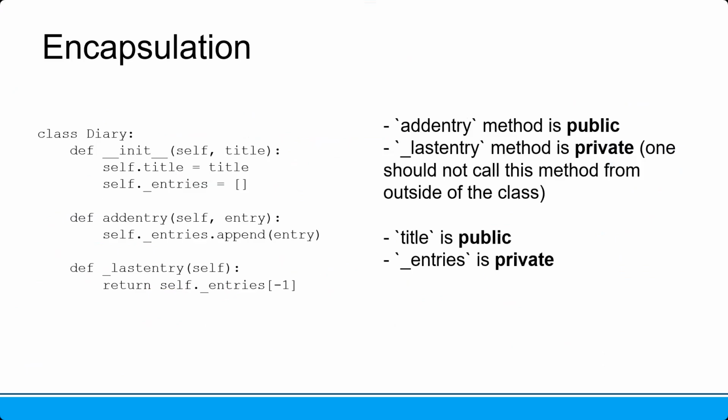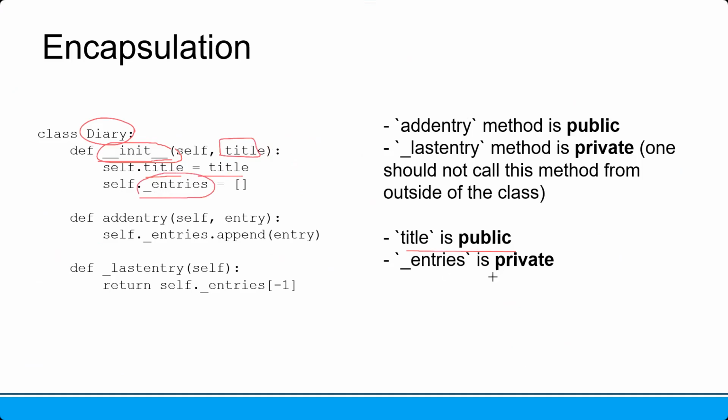So let's see this encapsulation. I have a new class. Let's say the class name is Diary. A diary is something related to myself, a story about myself. So when I construct a new diary, I will create a new title. The title, yeah, I can make it public, so anybody can see the title of my diary. But entries, I want to make private.